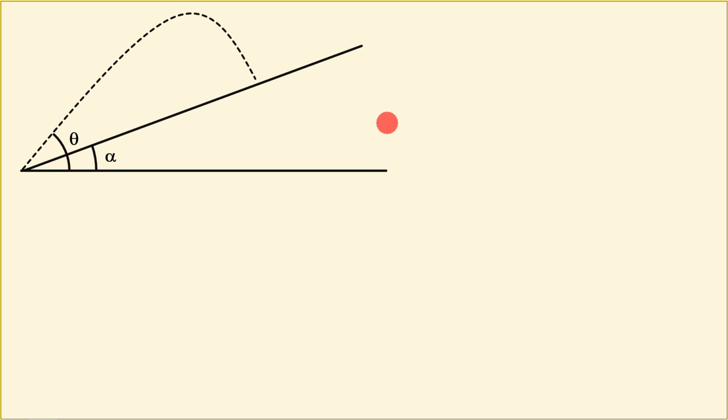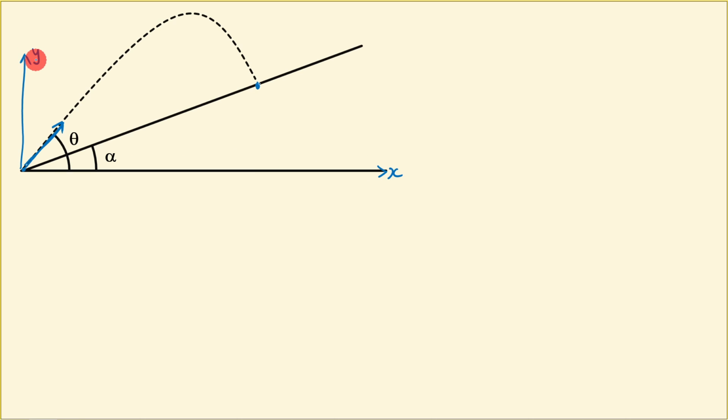So let me give you one idea here. Let's say at the launch point, the angle of launch with the horizontal is theta and the angle of incline is alpha. Let's say this is my coordinate system. This positive horizontal direction, the rightward direction, is x.